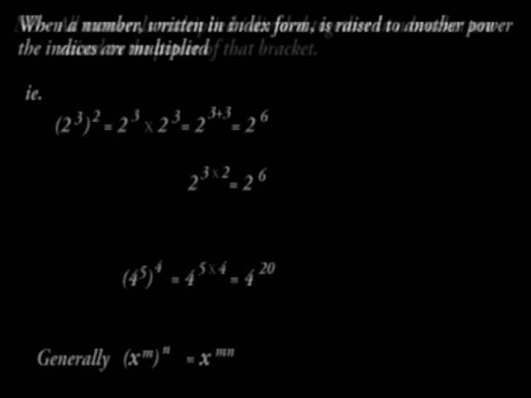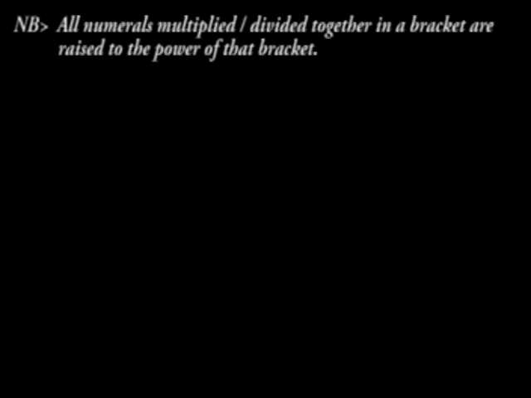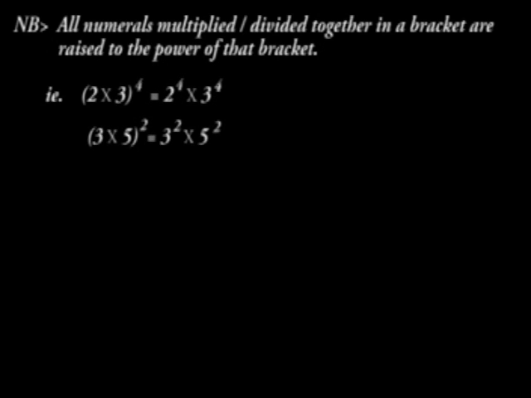Note that all numerals multiplied or divided together in a bracket are raised to the power of that bracket. That is, (2 times 3) raised to power 4 means 2 raised to power 4 times 3 raised to power 4. (3 times 5) raised to power 2 is equal to 3 raised to power 2 times 5 raised to power 2. (2 over 3) raised to power 2 is equal to 2 squared over 3 squared.